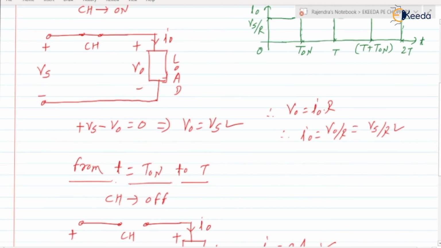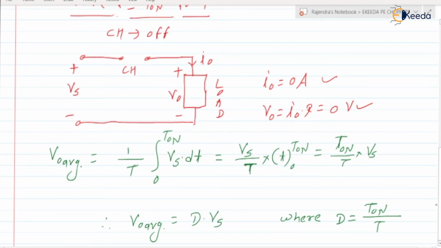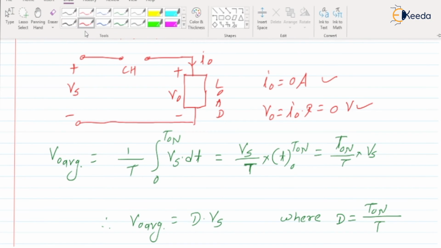Okay, so if you check during 0 to T on, the chopper is in the on state. T on to T is in the off state. Okay, so here we are having V0 average is equal to D into Vs.